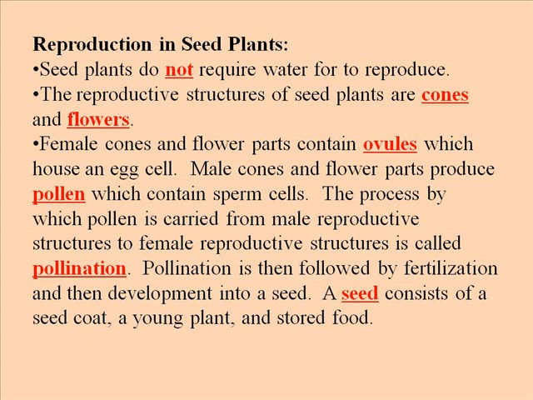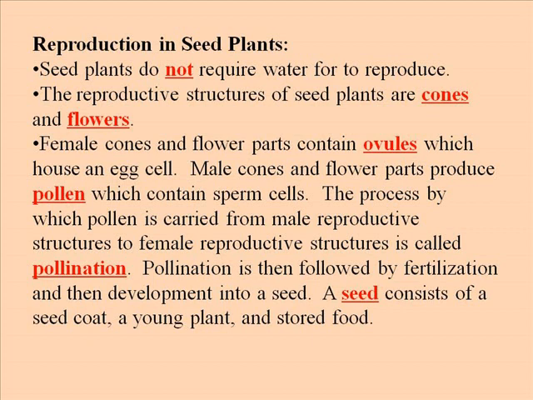Some of the plants we're going to talk about have cones. So there's going to be male and female cones. The male cones will produce sperm. The female cones will produce eggs. And then other plants that we're going to talk about will actually have flowers on them. And in the flower, there are both male and female parts of the flower. The male part produces sperm cells, and the female part produces egg cells.